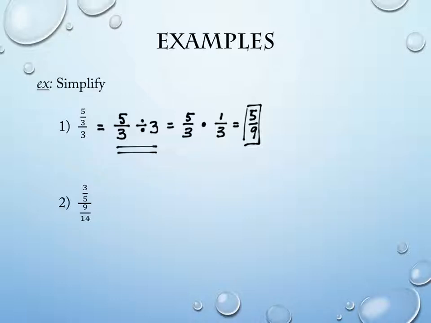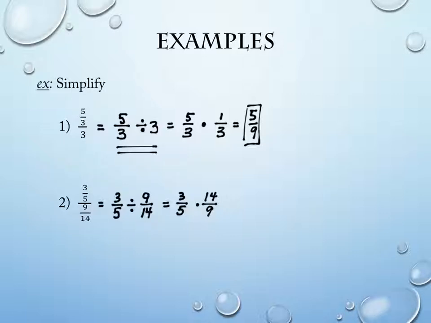So let's give the next one a try. You don't necessarily have to rewrite it this way. I'm just going to do it one more time, just as a reminder. But this is really 3/5 divided by 9/14. That's what it is, just written in the form that you're used to seeing it. So if we write it then as multiplication, what would it look like? Right, 3/5 times 14/9.